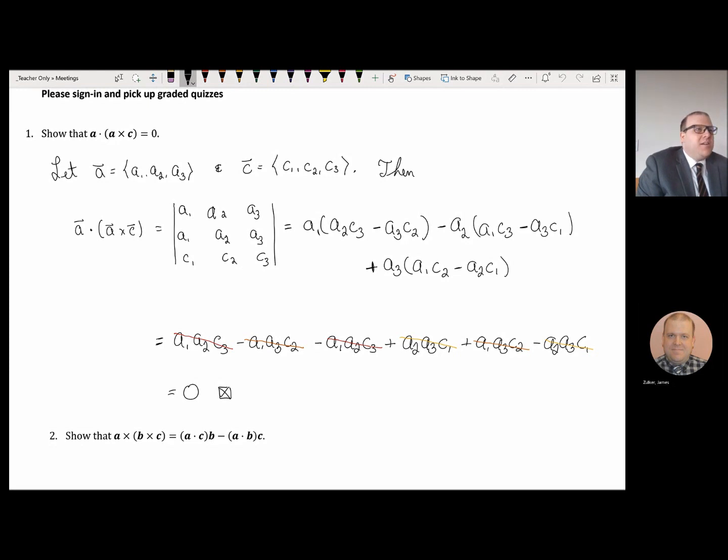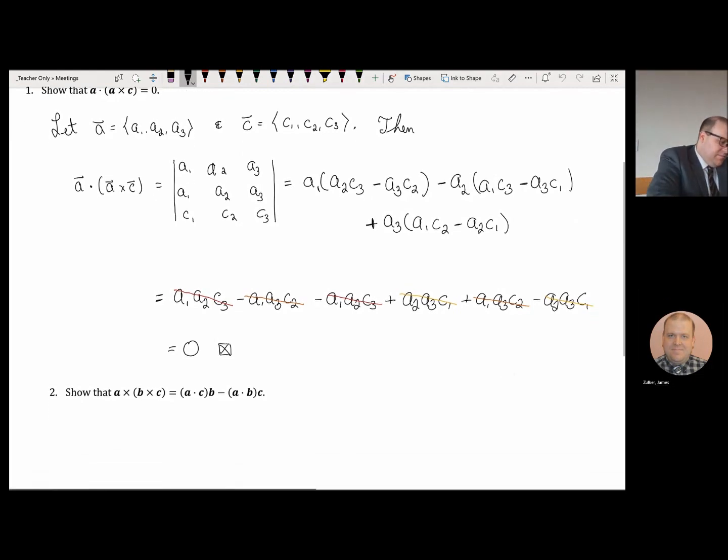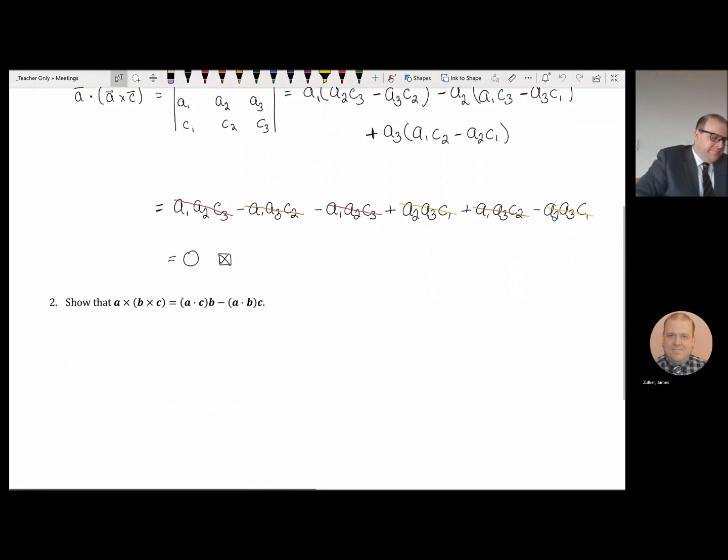In this case, because it was a dot product, the dot product of 2 vectors was 0, so it's perpendicular. Now I'm going to show that A crossed with B cross C is the same as A dotted with C times B minus A dotted with B times C.